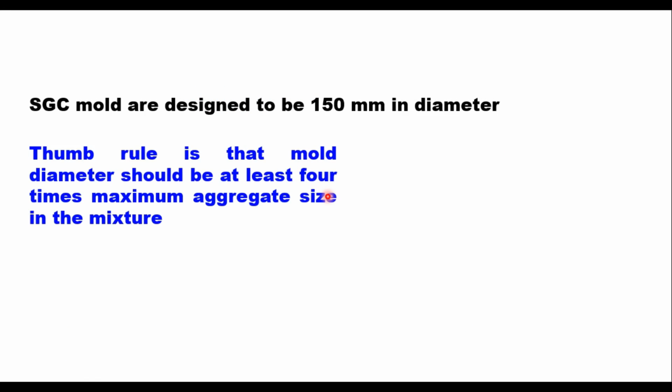The thumb rule is that the mold diameter should be at least 4 times the maximum aggregate size in the mixture, and considering that, the mold in the gyratory compactor is 150 millimeter in diameter.